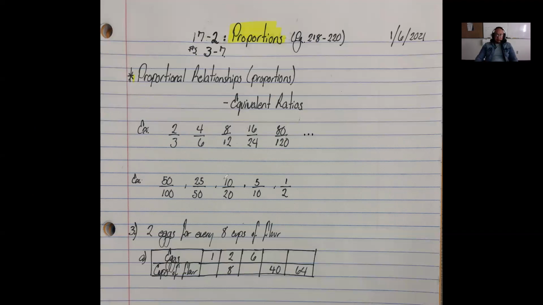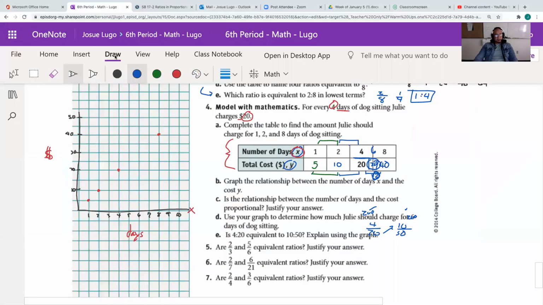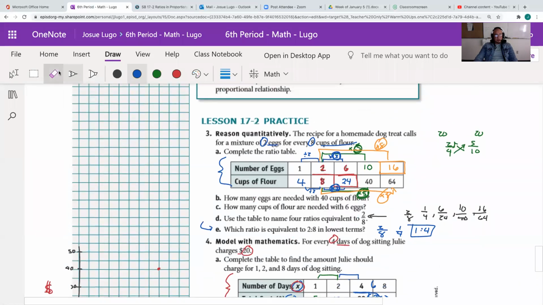So with that in mind, let's go into our textbook and go to number 3. And I encourage you to continue on in your notes with number 3. And if we go to our textbook, let's begin there with number 3. Let me just erase all this.